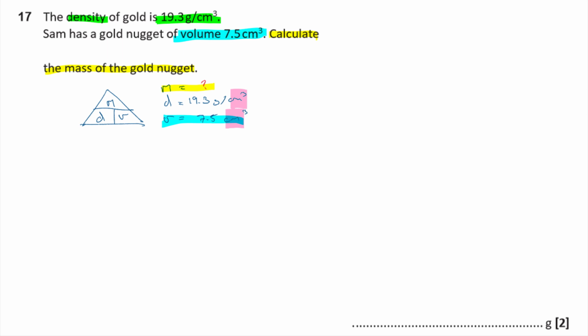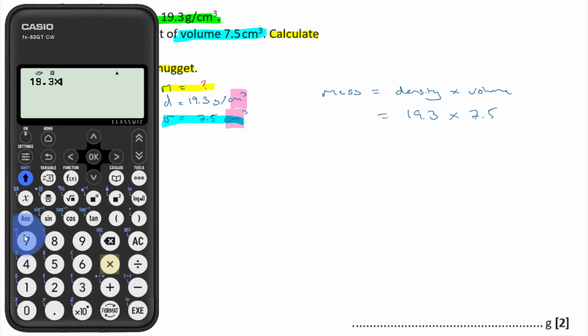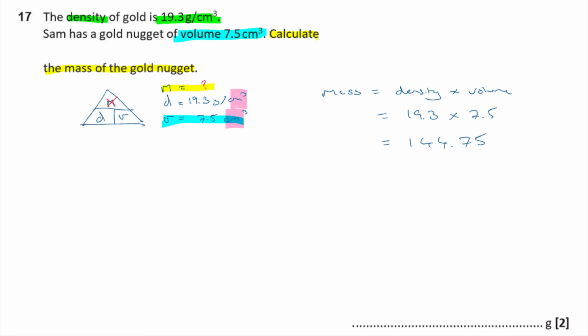Okay, so then covering up the thing we want to find, mass, that tells you what to do with the other two. It's density times volume, isn't it? So mass equals density multiplied by volume, which is 19.3 times 7.5. What does that come to then? 19.3 times 7.5. And that comes to 144.75. That's my final answer.